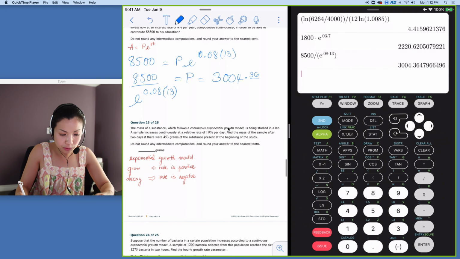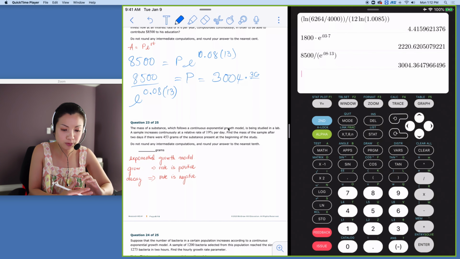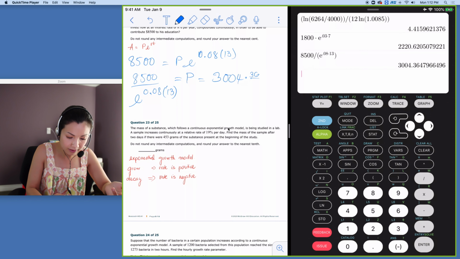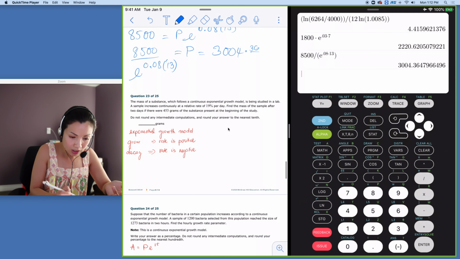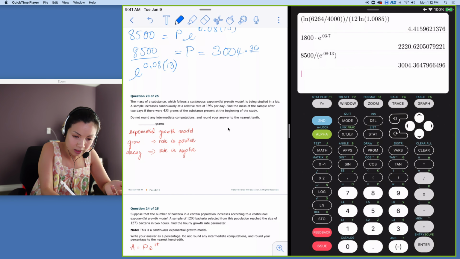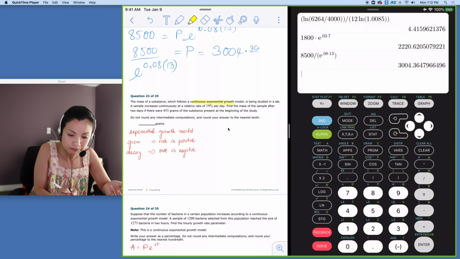You see right here what we have is the continuous exponential growth model. So for this one right here, you just have to watch out for two things. If it's a growth model, then the rate is going to be positive. If it's decay, then the rate is going to be negative. So what I have right here is the continuous exponential growth model.